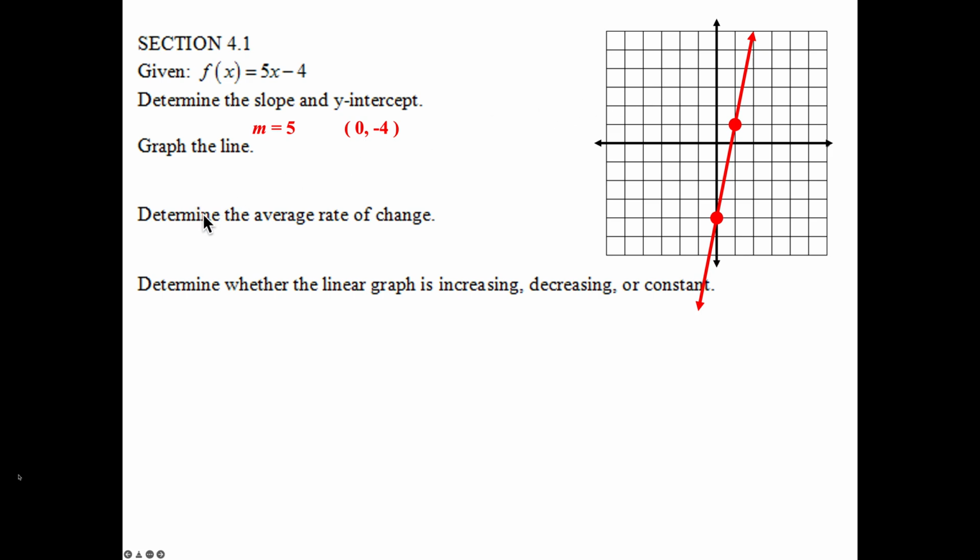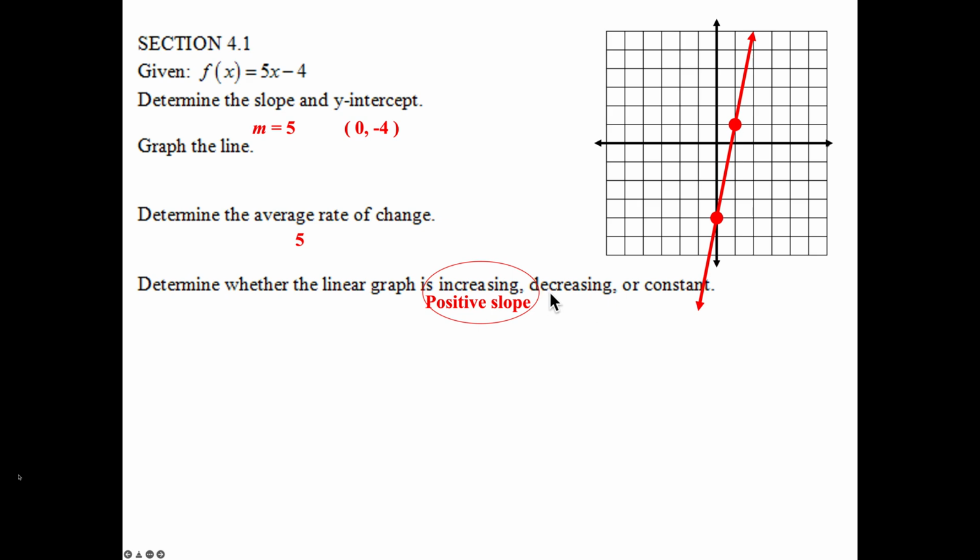All right, remember we discussed the average rate of change. That's the same thing as the slope. So that's going to be the same answer there. And the other thing we're going to use the slope for is to determine, if the graph is linear, whether it is increasing, decreasing, or constant. So this is an increasing function the whole entire time because it has a positive slope.